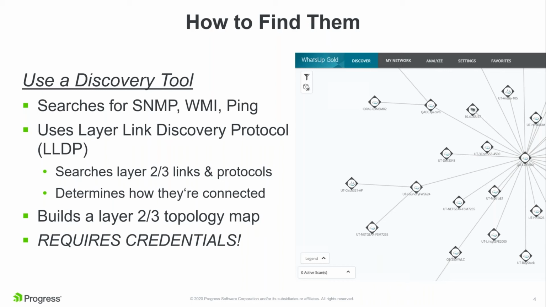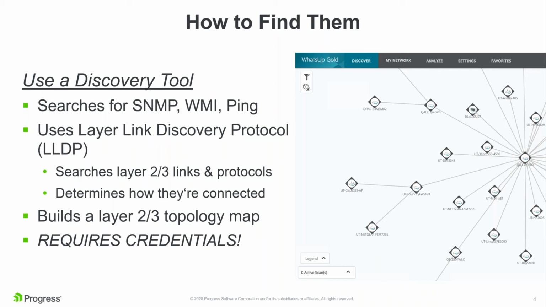Those are kind of the basics. Almost everything can be talked to using one of those technologies or protocols. And it will use something called Link Layer Discovery Protocol. What that means is that it's going to be searching on layer 2 and layer 3 for the actual physical links and the various protocols that make up those connections. That's how it determines how all of the pieces of your network are connected, and that's how it's going to build a layer 2 or 3 topology map.